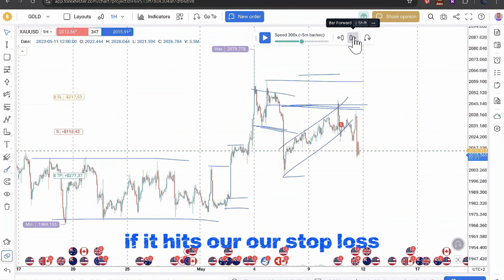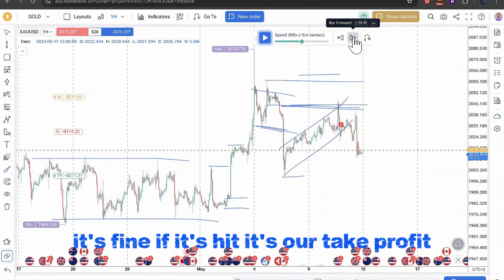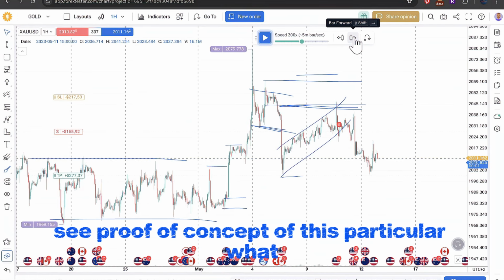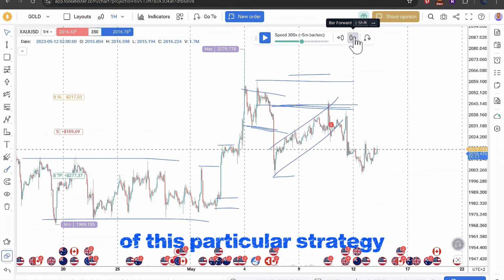If it hits our stop loss, it's fine. If it hits our take profit, it's fine. What we just want to do is to see proof of concept of this particular strategy.